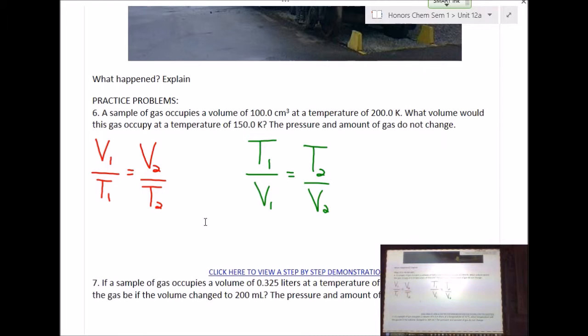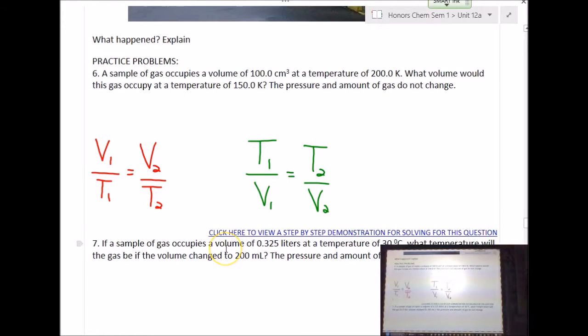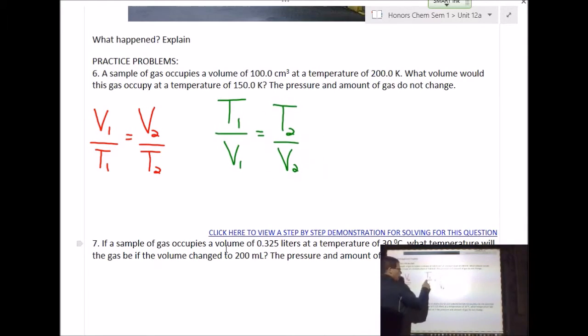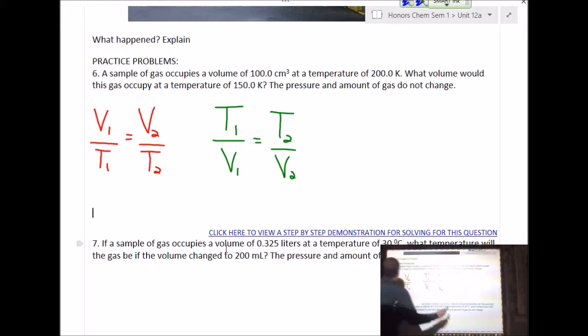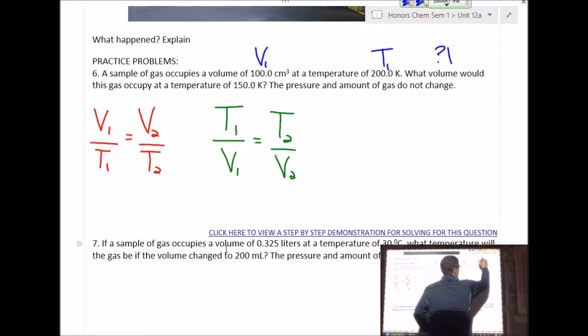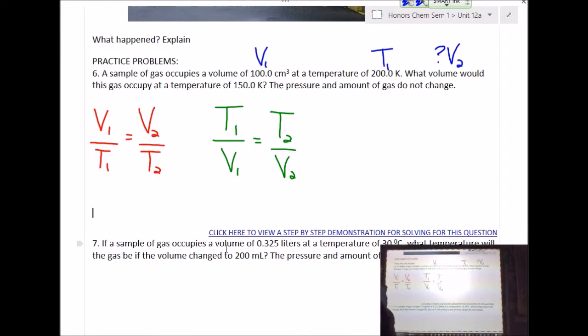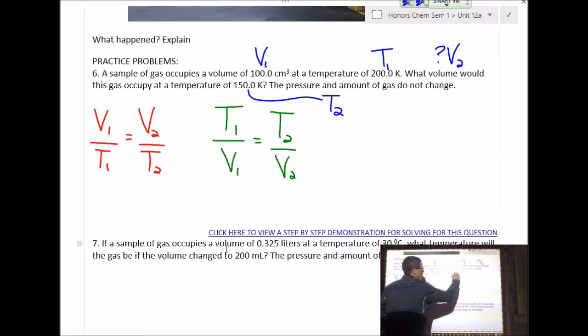And when you're working these out, my suggestion is, as you're working this out, write down the variables as you're reading the question. So, for example, let's use the blue here. So a sample gas occupies a volume, there's V1, of 100 centimeters cubed at a temperature, T1, of 200 Kelvin. What volume, V2, would this gas occupy at a temperature, T2, of 150 kilopascals? And then at the end it says the pressure and the amount of gas do not change. That'll mean something later on, but it doesn't really mean anything now.